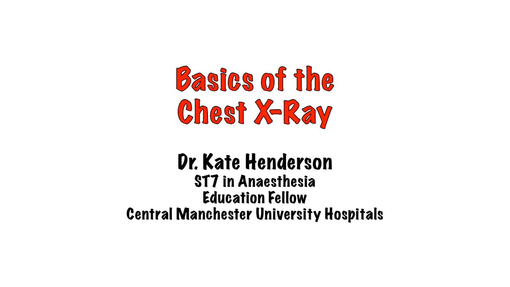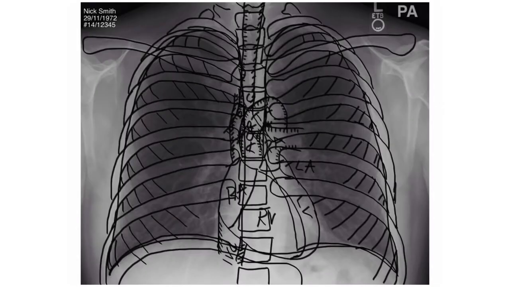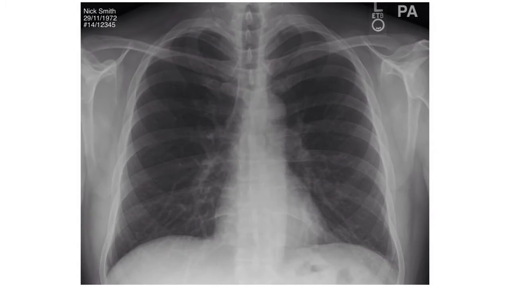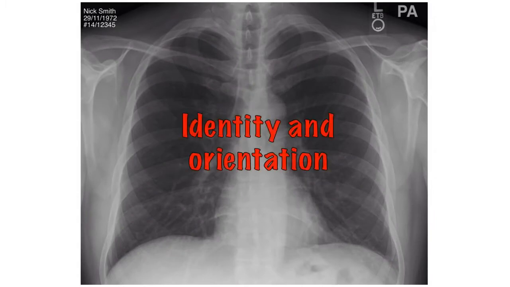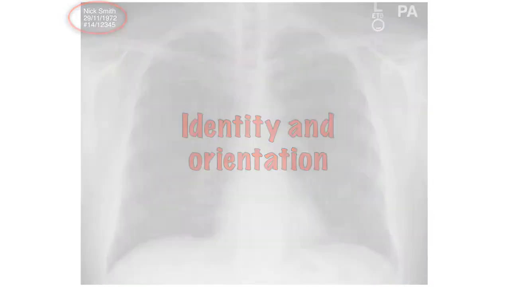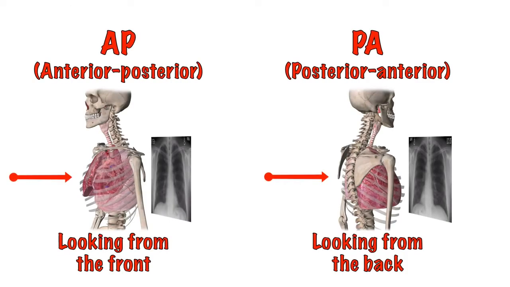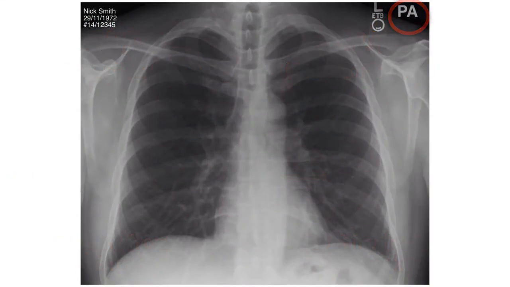A systematic approach is useful when starting to interpret chest x-rays, along with some basic knowledge of anatomy. This will help to make sure you don't miss any key abnormalities. First of all, have a quick check to confirm the identity of the patient and comment on the orientation of the film. Is it PA or AP?